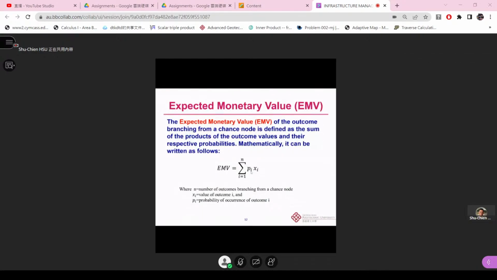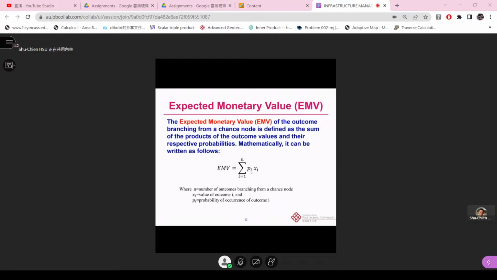So that we can further use the expected monetary value to calculate the cost, or the so-called risk. The expected monetary value of the outcome branching from a chance node is defined as the sum of the products of the outcome value and its probability. Simply put, we want to lump together all these possibilities with their results. Mathematically, it can be written as follows.